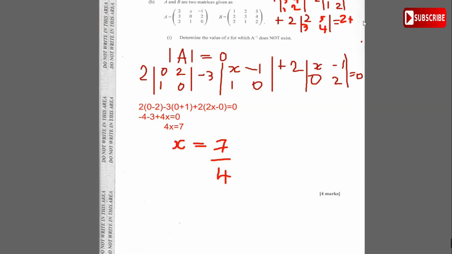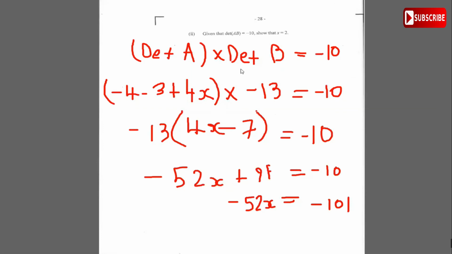And this would have been 8 minus 15. 8 minus 15 is minus 7. Minus 7 times 2 is minus 14. So the determinant of B is actually negative 10. It's actually negative 10.